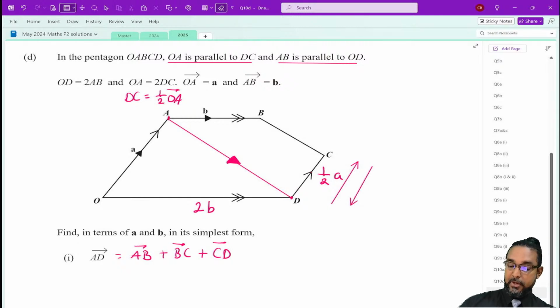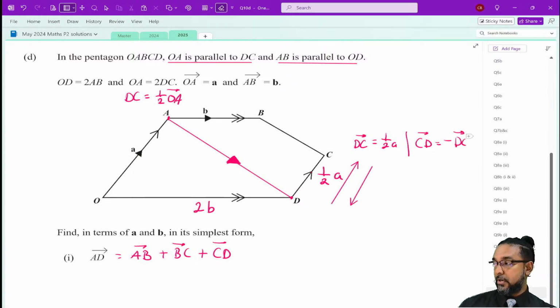The easiest way to do it is simply to do what we call inverting the vector. So DC is equal to a half A. We want CD, and CD is the inverse of DC. That's what the minus sign in front of it means. It simply means we are reversing the way.